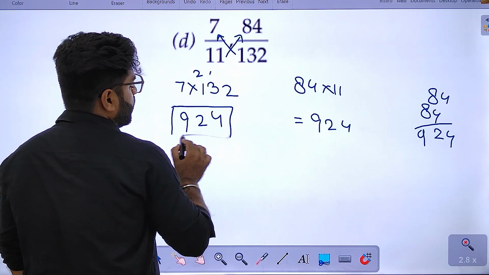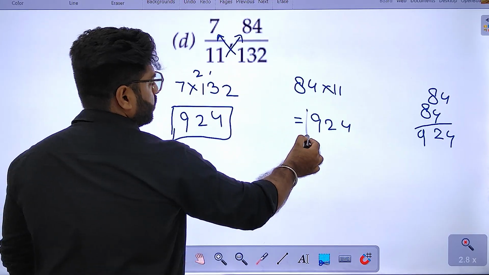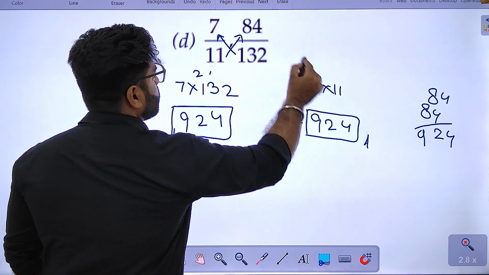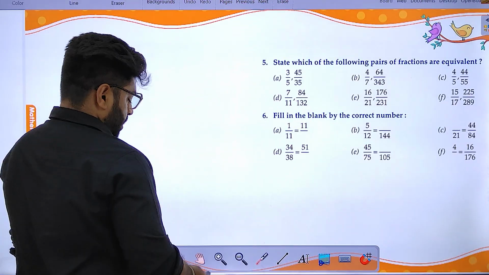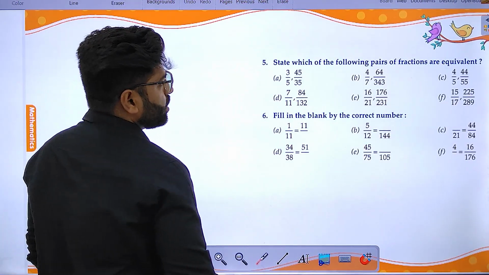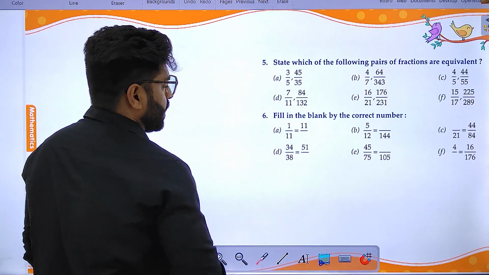So again here we are having 9/24. So this is our answer. So yes, they are equivalent fractions. Clear? Okay, come to our next part, that is question number 6. Fill in the blanks by correct number.